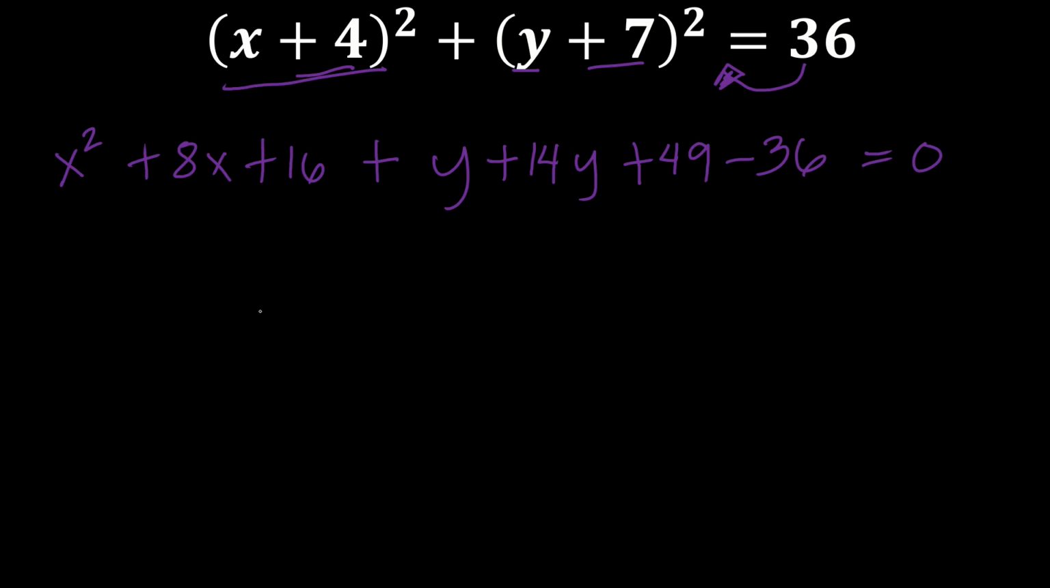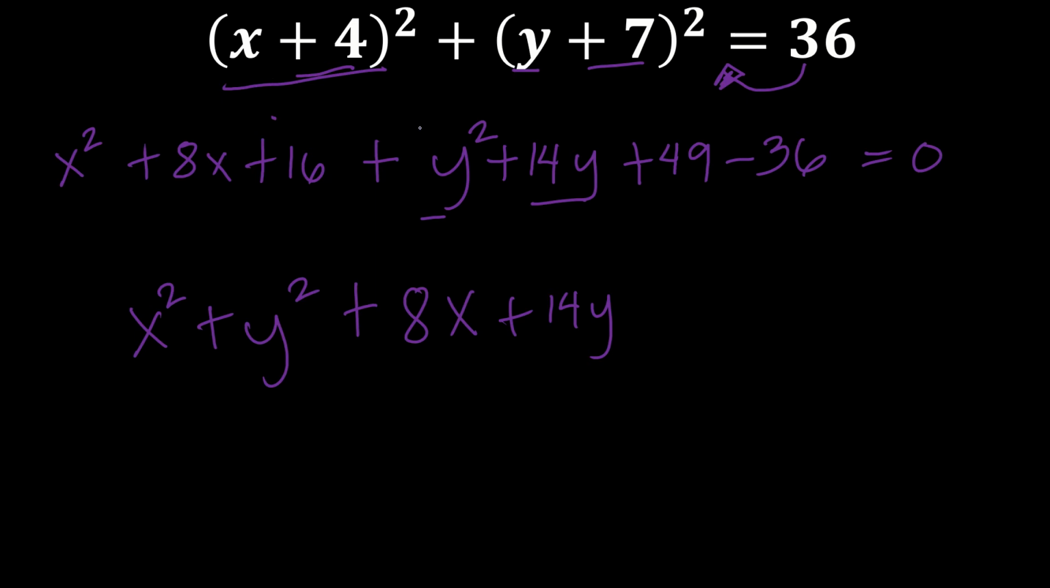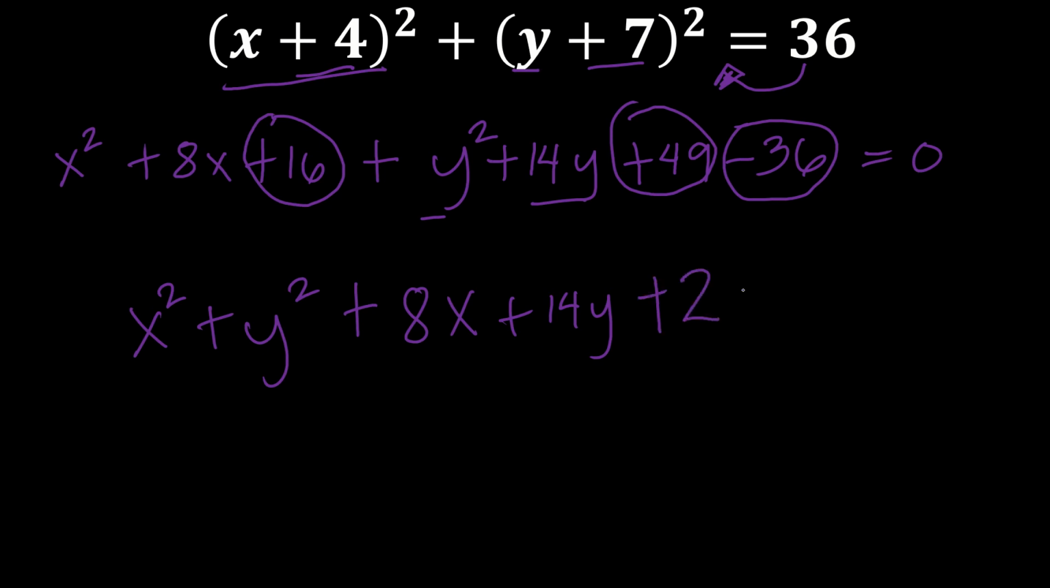So next, rearrange yung terms. Again, unahin si x squared. This is y squared. Plus y squared. Plus yung may x. Plus 8x. Then yung may y, so plus 14y. Then we will simplify those na constant or walang variable. So positive 16 plus 49 minus 36. So we have 16 plus 49 will give you 65, and 65 minus 36 is positive 29, then equals 0. So this is our final answer.